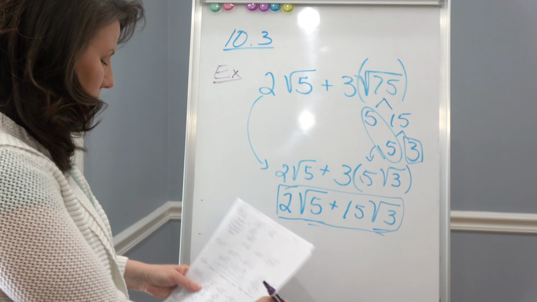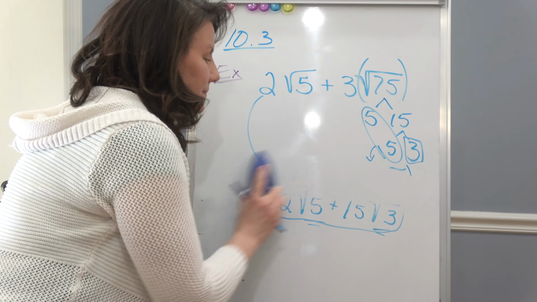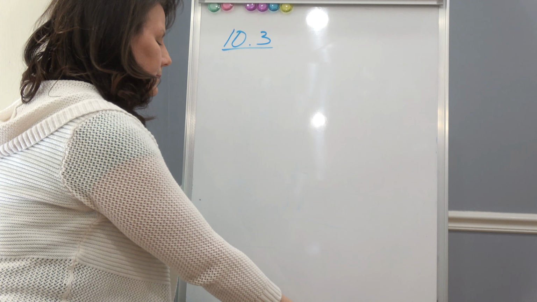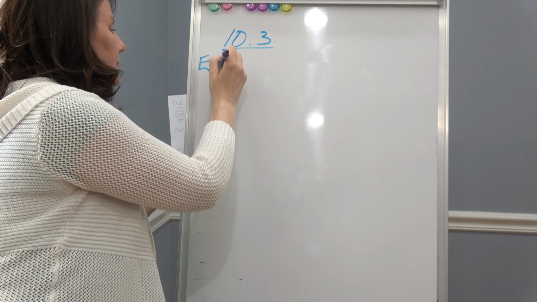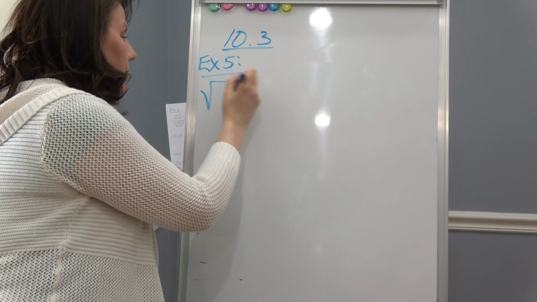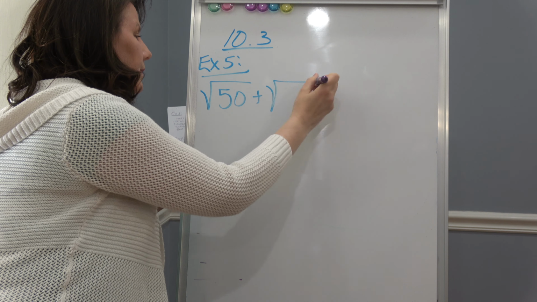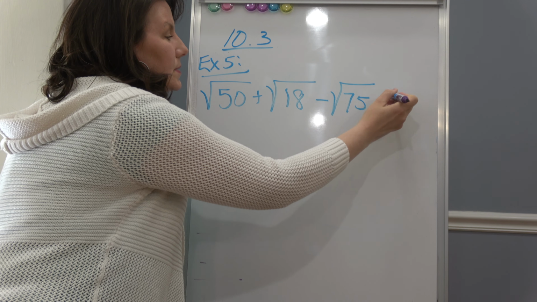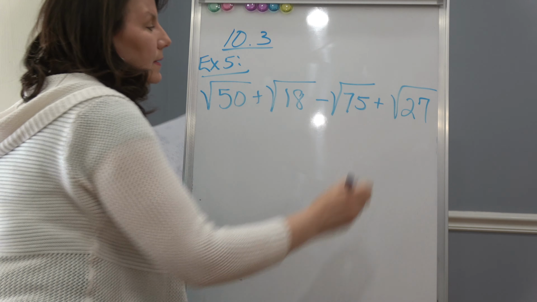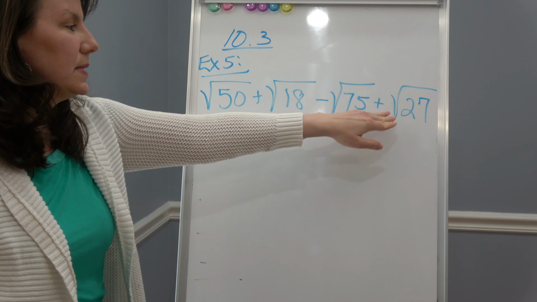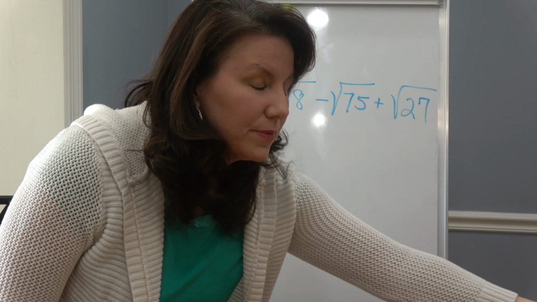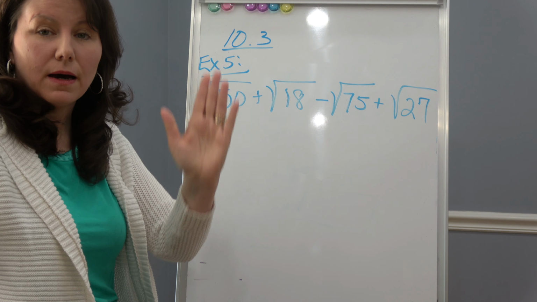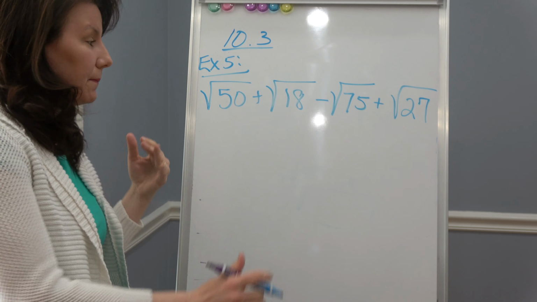All right, just one more, and I'm going to make it a good one. Last example: square root of 50 plus the square root of 18 minus the square root of 75 plus the square root of 27. So I have 4 radicals. Once again, I don't know if I can combine all of them into one or not. I have to break it down into the factor trees. That's how I do it.